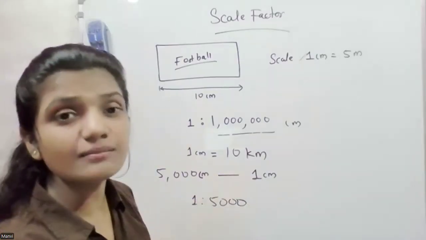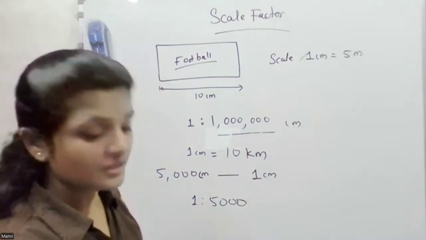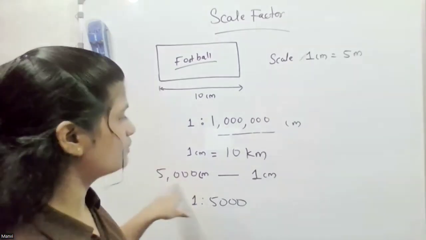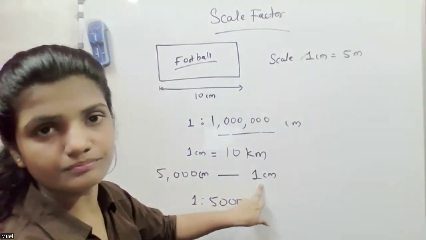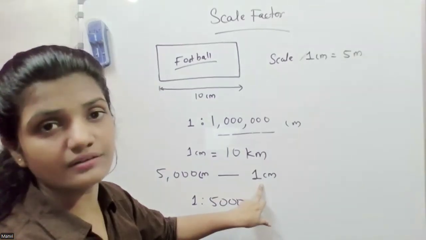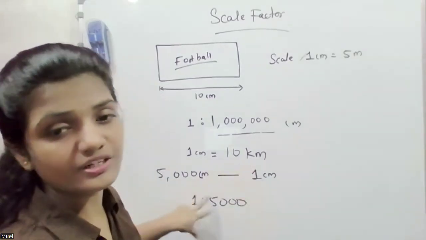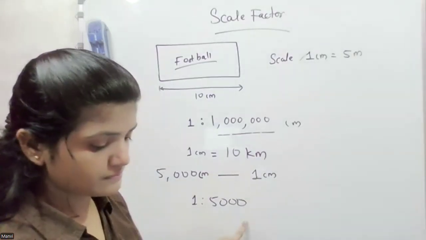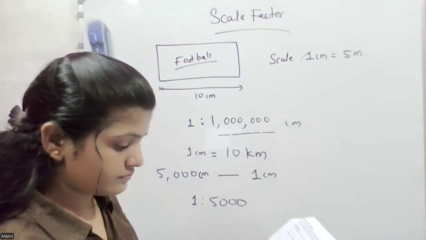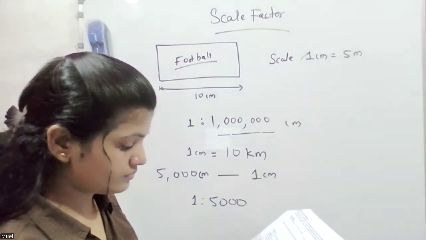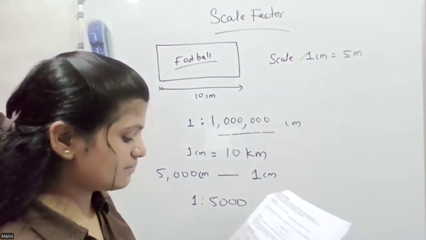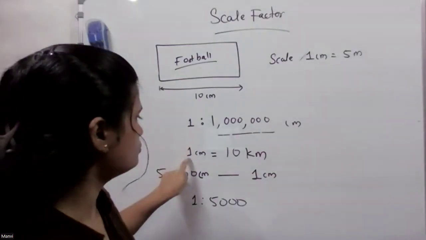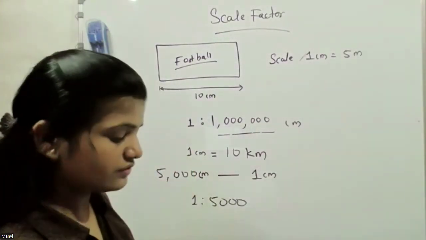Sometimes they tell us that a real length of 5,000 centimeters is represented by 1 centimeter on a map. So what scale are we using here? The scale will be 1 ratio 5,000. And sometimes we can simplify as well. Always try to write 1 here. If it is 2 or anything else, try to convert it into 1.